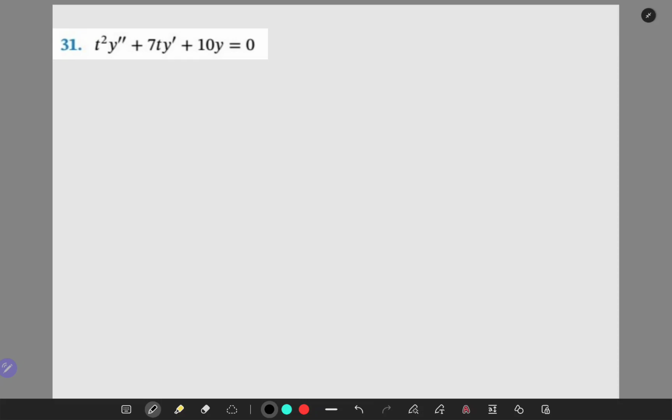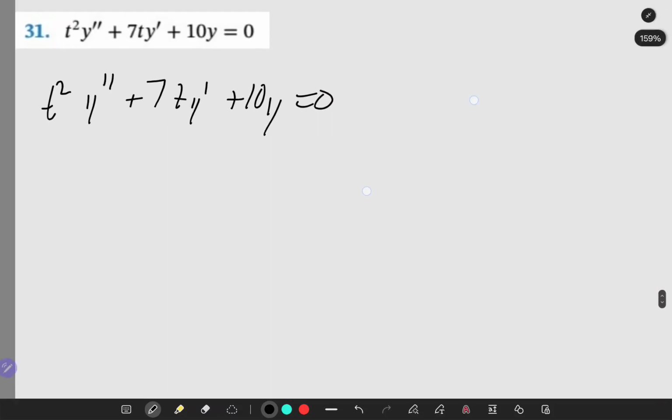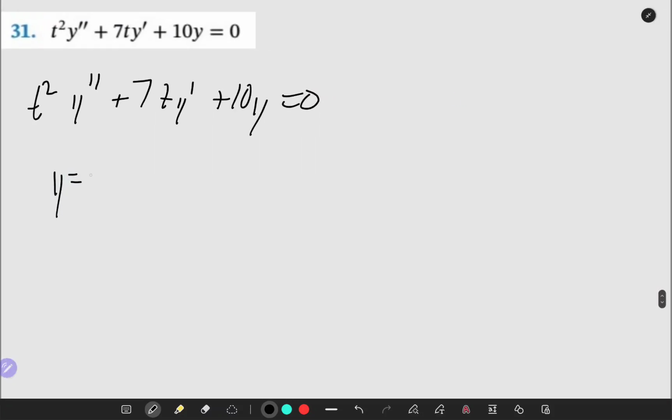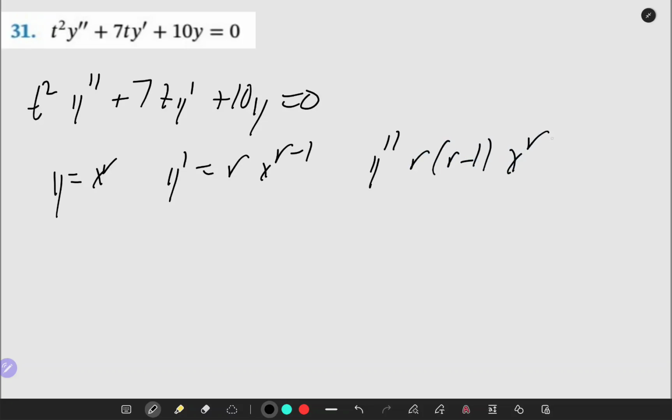So let's see. I'll just write it down first. Now we're going to substitute. So y is x to the r, y prime is r x to the r minus 1, and y double prime would be r times r minus 1 times x to the r minus 2. Okay, so now we plug in.